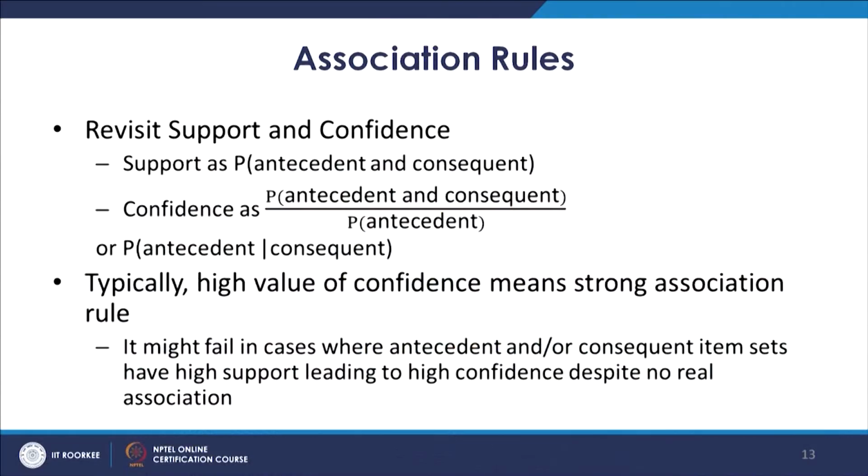So, we can think about these metrics, support and confidence, in probability terms. Once we think about confidence in terms of probability, we can see that confidence can also be rewritten as a conditional probability, the probability of consequent given the antecedent. Typically, a high value of confidence means strong association rules. However, this might not be true in all cases, because where antecedent or consequent item sets have high support, it might lead to high confidence despite no real association.